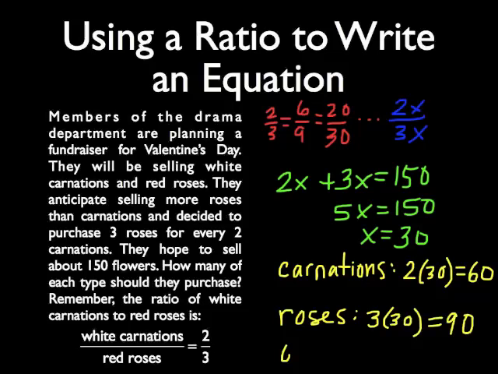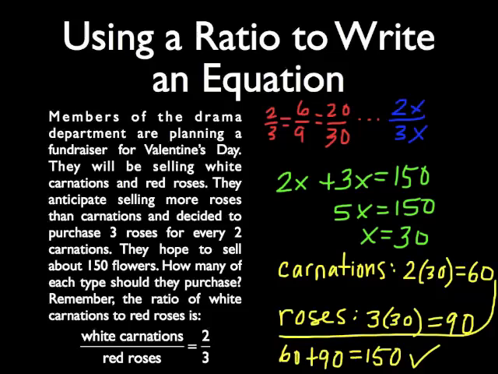Of course, we can quickly check to see how well we've done. By taking 60 plus 90, we get 150. So it looks like it works out fine. So we should get 60 white carnations and 90 red roses.